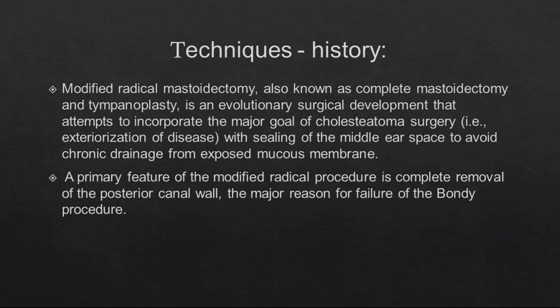A primary feature of modified radical procedure is complete removal of posterior canal wall, the major reason for failure of Bondy's procedure. So I told you about the Bondy's procedure, where the posterior canal was not completely brought down, but partially it was brought down. So thereby there was recurrence because access to the mastoid tip was not possible. If the tip cells are diseased and you leave them out, then definitely there will be recurrence. So this is the reason why most surgeons abandoned the Bondy's procedure.